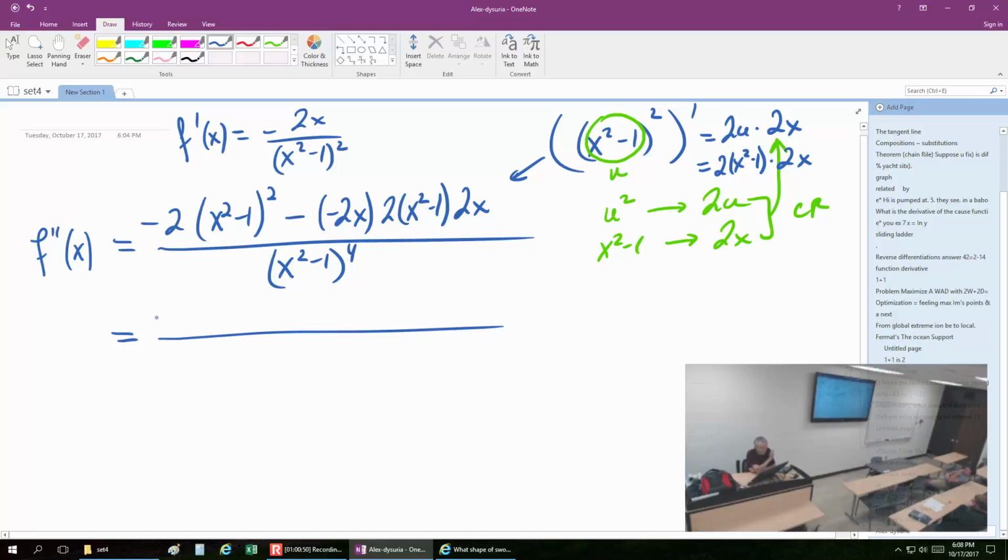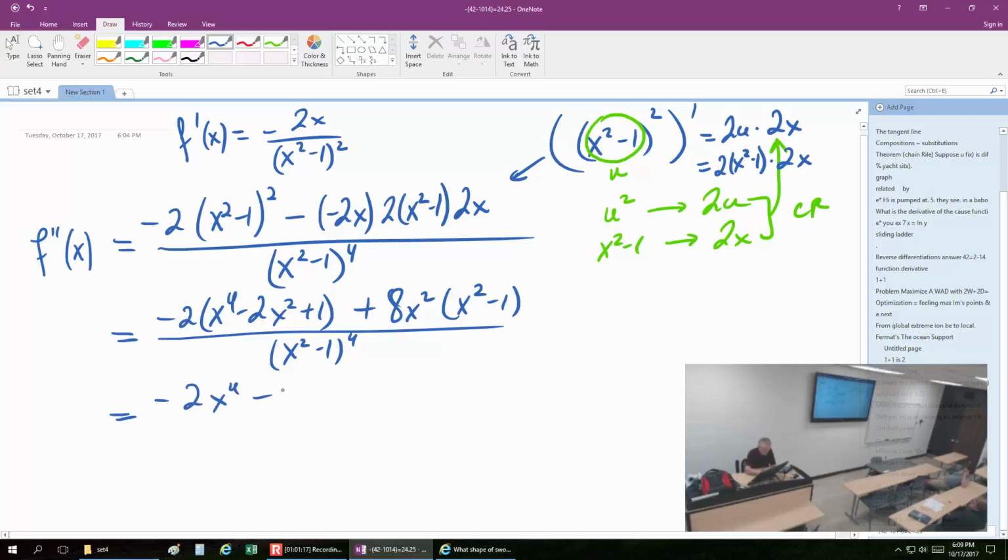I'm going to expand the term on the left, which is -2x to the 4th minus 2x squared plus 1. And here what I have is 8x squared times (x squared minus 1), over (x squared minus 1) to the 4th. Expanding one more time: -2x to the 4th plus 4x squared minus 2 plus 8x to the 4th minus 8x squared, over the same denominator.